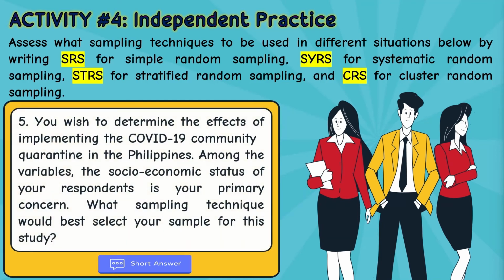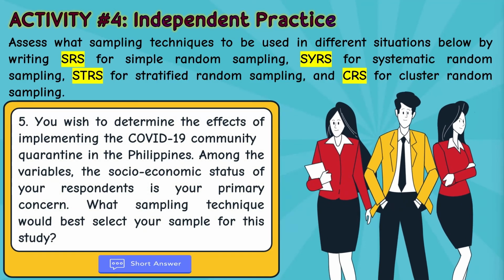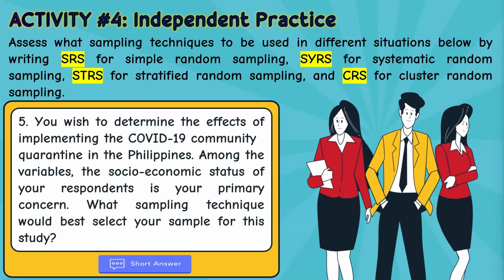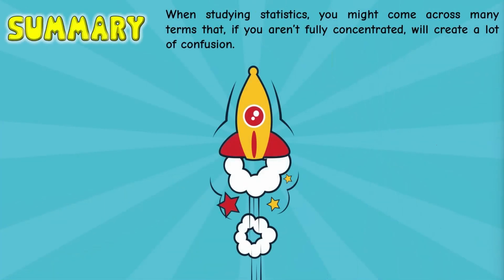Number 5. You wish to determine the effects of implementing the COVID-19 community quarantine in the Philippines. Among the variables, the socioeconomic status of your respondents is your primary concern. What sampling technique would best select your sample for this study? Correct. The answer is stratified random sampling. Okay, so let's do the summary.